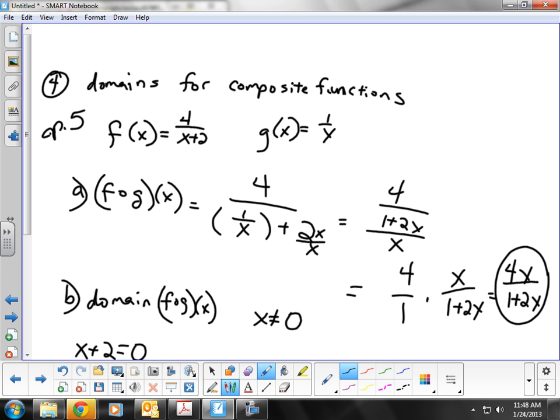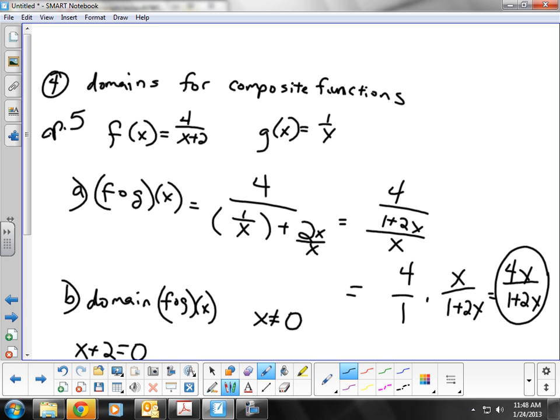So you don't always have to worry about both. The only reason I had to worry about both on this one is why? They both had the x in the denominator. Okay? Does everybody hear what I just said? The only time you have to worry about doing these double exclusions like this is when f of x and g of x both have things that have to be excluded. That doesn't happen very often. Okay?